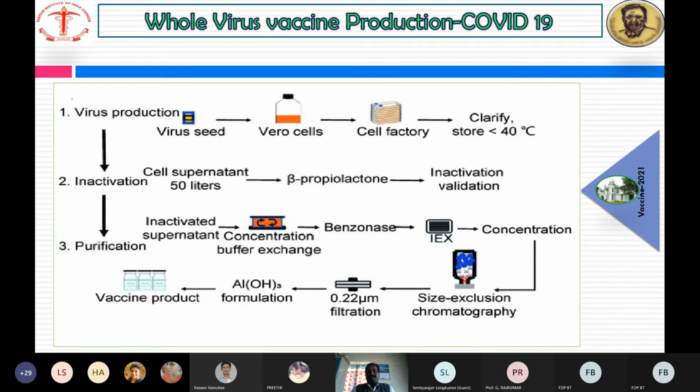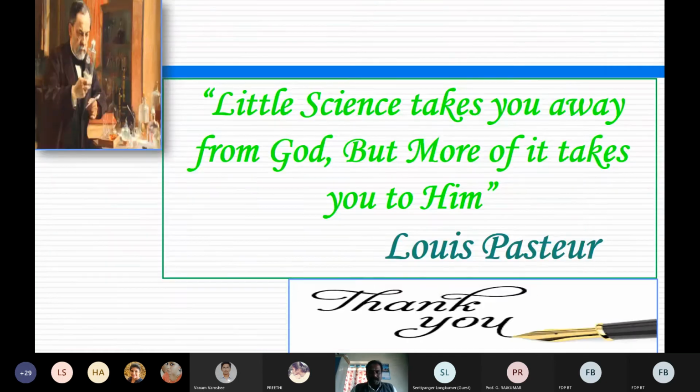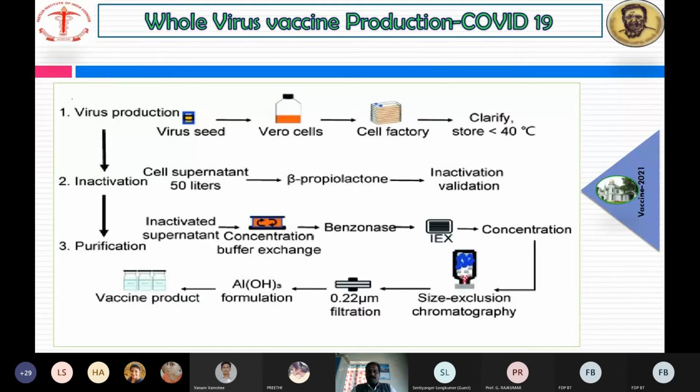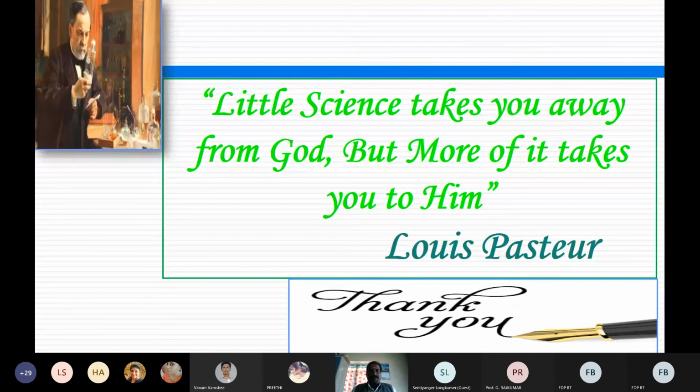After digestion, it goes for ion exchange chromatography based on charge, then concentration, then removal of the salt by size exclusion chromatography, then 0.22 micrometer filtration, then aluminum hydroxide formulation. That is the vaccine product. So these are the steps in the production of whole virus vaccine for COVID-19. So I'm going to conclude this.